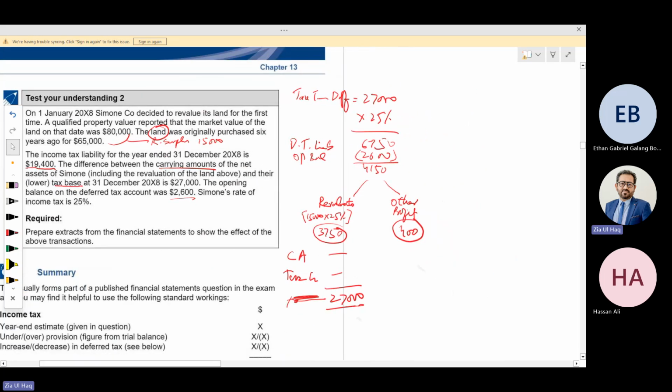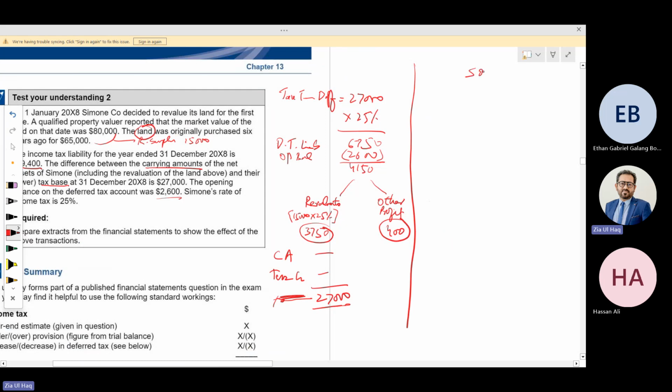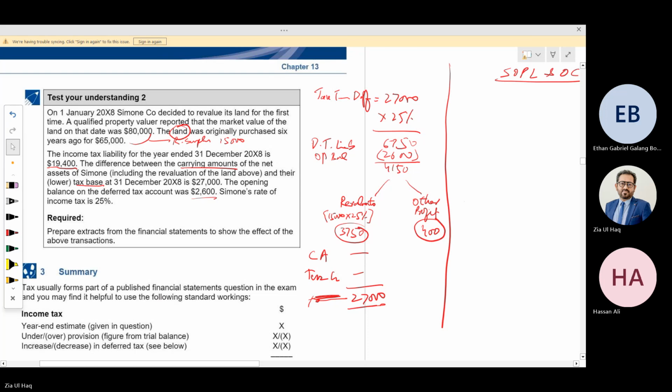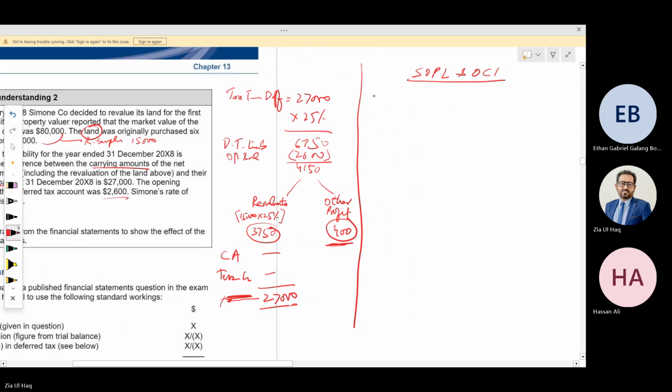Now we can prepare the extract. The first extract is the statement of profit and loss and other comprehensive income. In the statement of profit and loss, we will record income tax that is charged to P&L. How? Current year liability, that is 19,400. Add or deduct under or over provision. Is there any under or over provision? No. Adjustment of deferred tax. Is there any adjustment of deferred tax? Yes, that is given. So we will record income tax as 19,400. Add this 400, so that will be 19,800 under P&L, the profit and loss account.